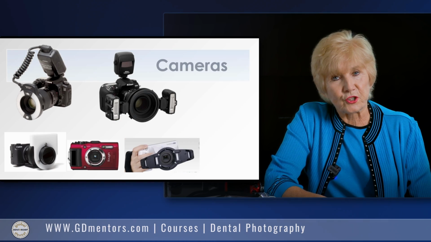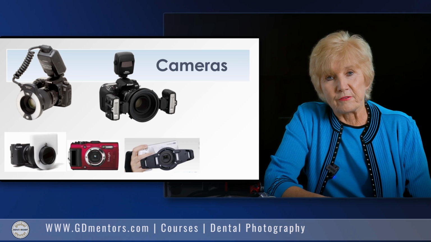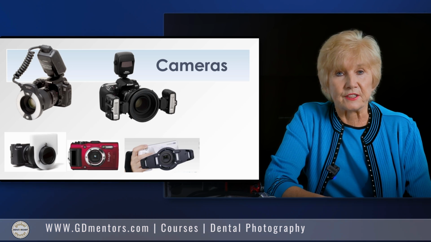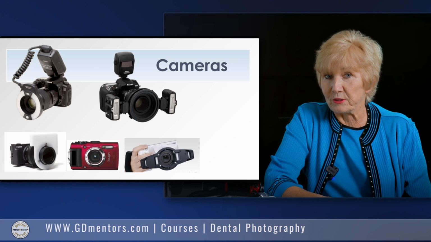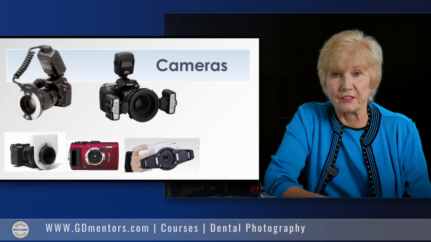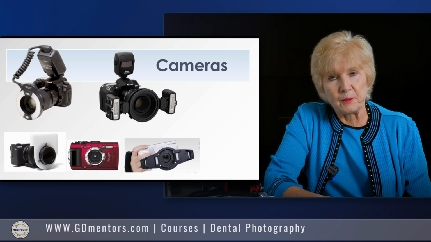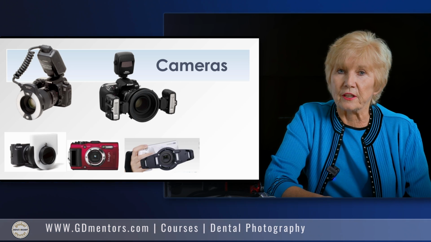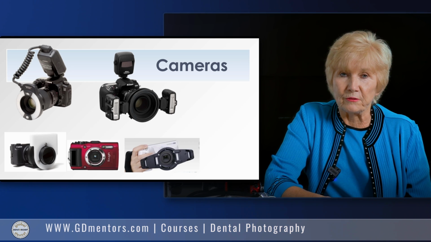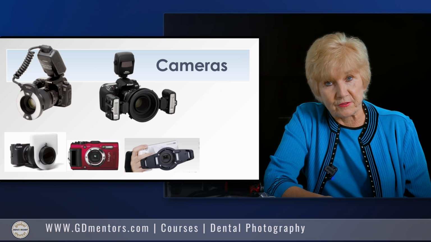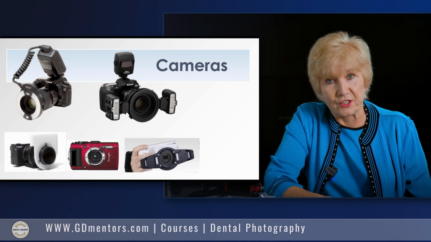Now, which cameras should you buy? We have a series of cameras. We have the single lens reflex camera with the 100mm macro lens and the ring flash. And a lot of people are getting into the 100mm single lens reflex camera and the dual flash. The dual flash is a very good thing. It gives you excellent images.